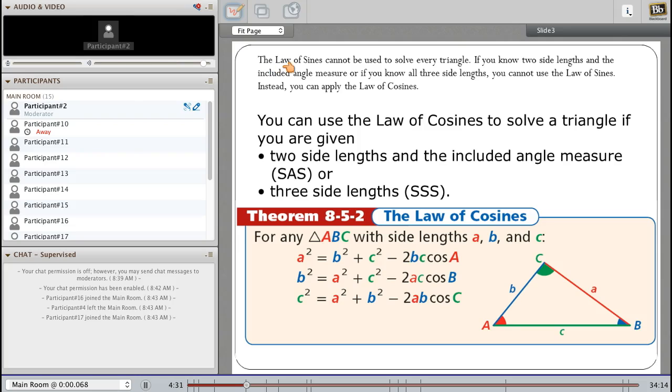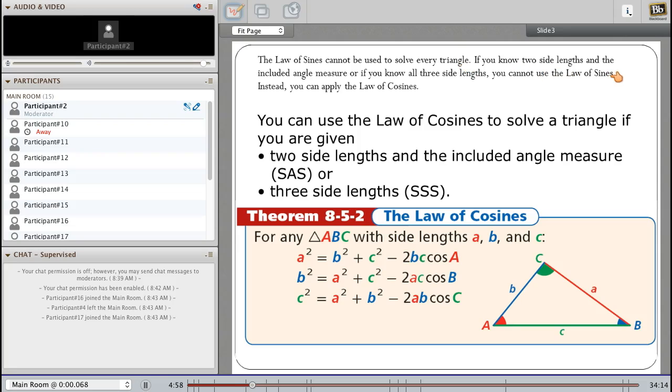First let's read this up here. So the law of sines cannot be used to solve every triangle. Also, let me go back and talk about solving a triangle. When we talk about solving a triangle, what we mean is that we are going to find every single angle and every single side. So if you are asked to solve the triangle, that means you want to find angle ABC and you want to find side ABC. Okay, so all 3 angles and all 3 sides if you're asked to solve it.